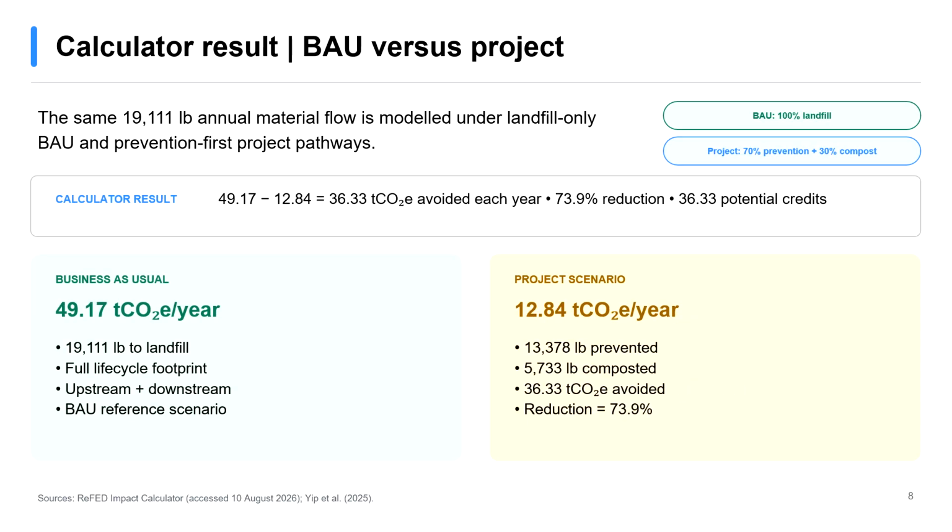This life cycle calculator comparison used exactly the same 19,111 pounds in both scenarios. Under BAU, all waste goes to landfill and the RE fat footprint is 49.17 tons of carbon dioxide equivalent per year. Under the project, 13,378 pounds are prevented and 5,733 pounds are composted. The project footprint is 12.84 tons. The difference is 36.33 tons, or a 73.9% reduction. This is the headline outcome, but it remains an illustrative US-based planning estimate for a Malaysian case.